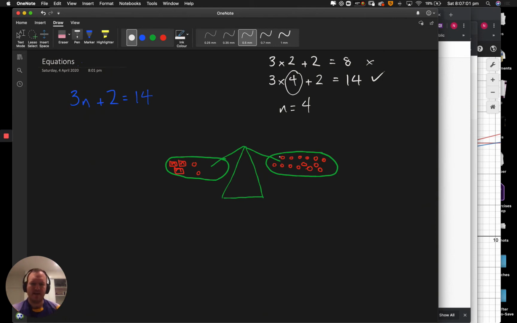One method that I always try and use, because I think it's quite nice, is the idea of scales. The old school set of scales, if you can excuse my really bad drawing. And the equals sign here means that these scales always have to be in balance. On this side, we've got our 3 n's here in their little boxes. We've got 2 over here, and on this right-hand side, we've got 14.